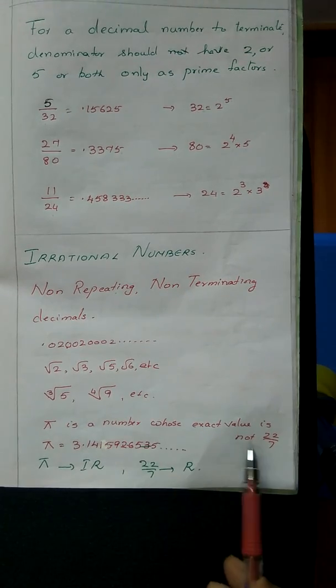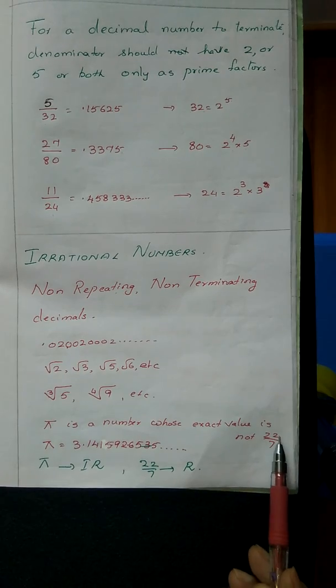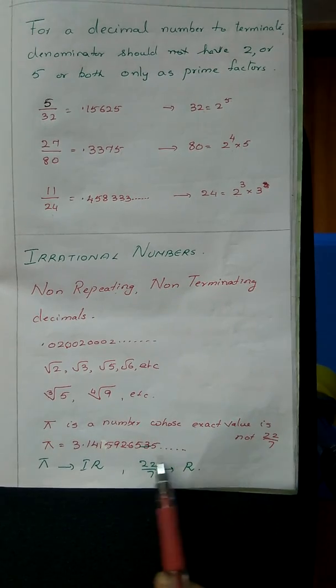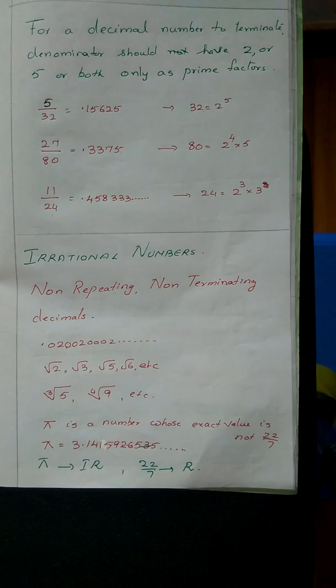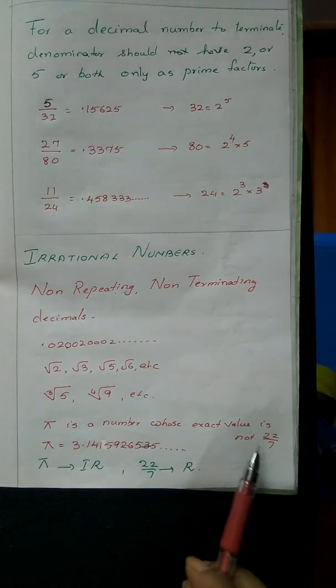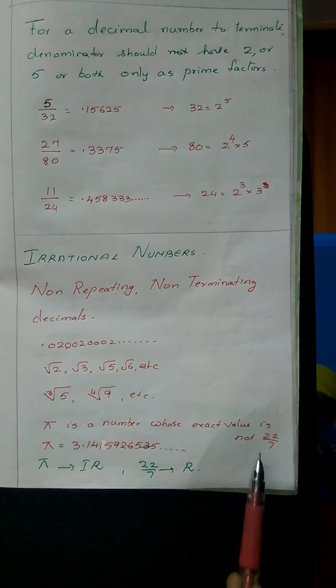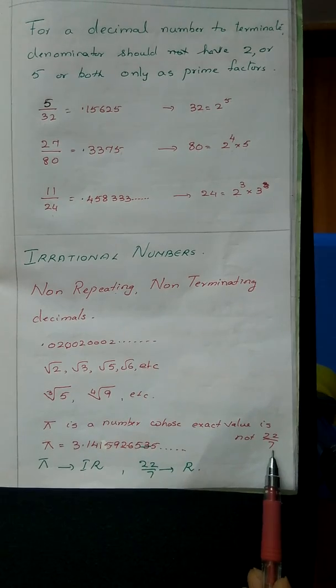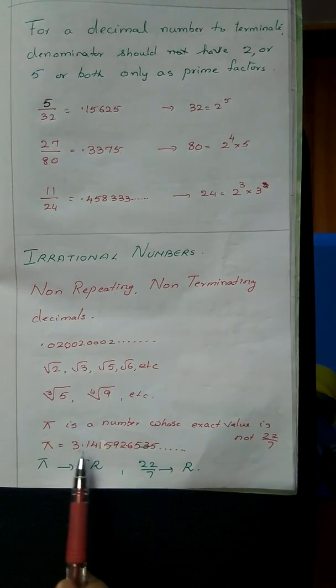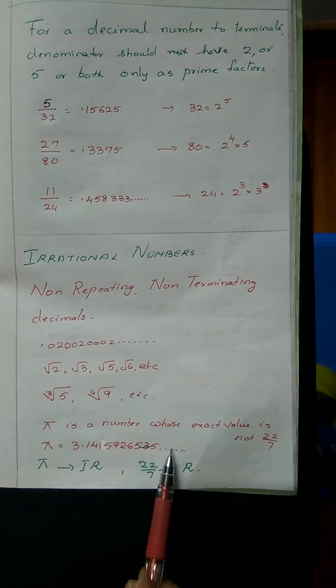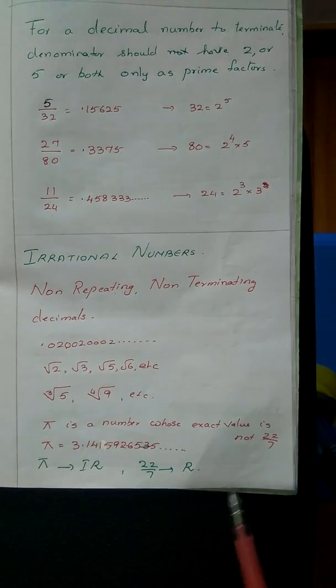22 by 7 is a rational number because you are able to express it as p by q. But why are we considering it? We are taking an approximate value. So for calculation purposes, for an approximate value, we take 22 by 7. But as such, pi is not a rational number, it is an irrational number, and 22 by 7 is a rational number.